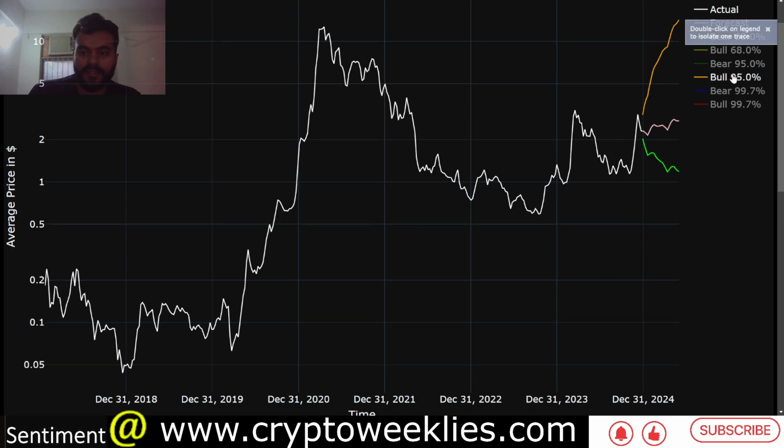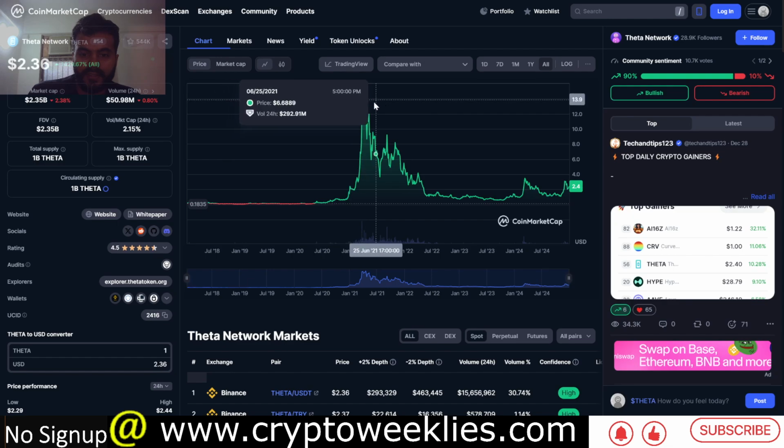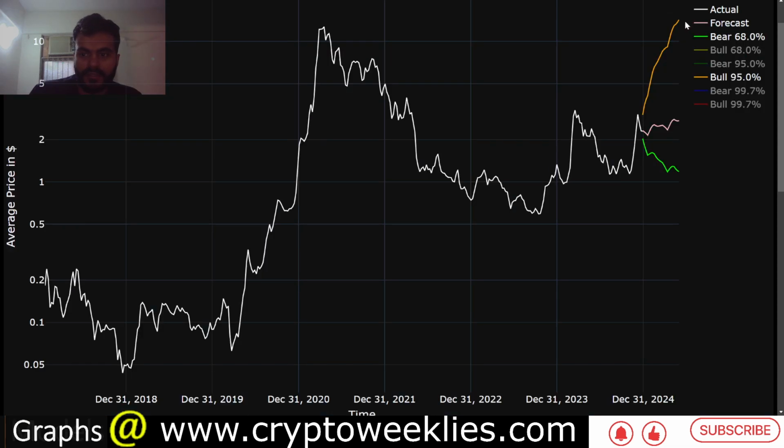The 2 standard deviation bull case for Theta is a rally past its previous all-time high at around weekly average at around $14.22. If you look at the last bull run, the all-time high was at around $13.60. This time around, in the post-halving year of 2025, the last time the previous all-time highs were created was in the earlier part of the market cycle, top at around April of 2021.